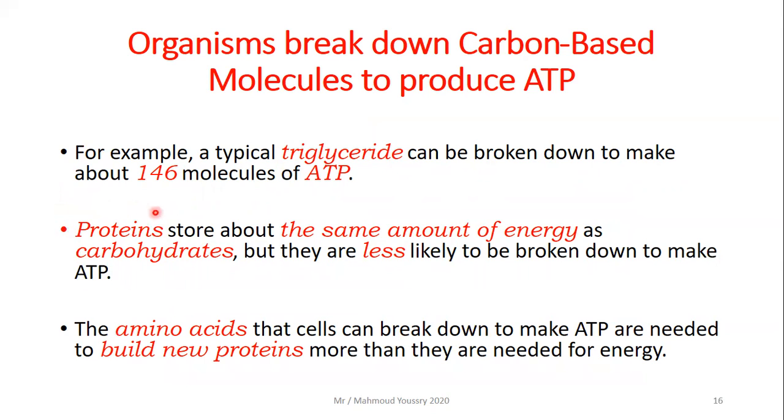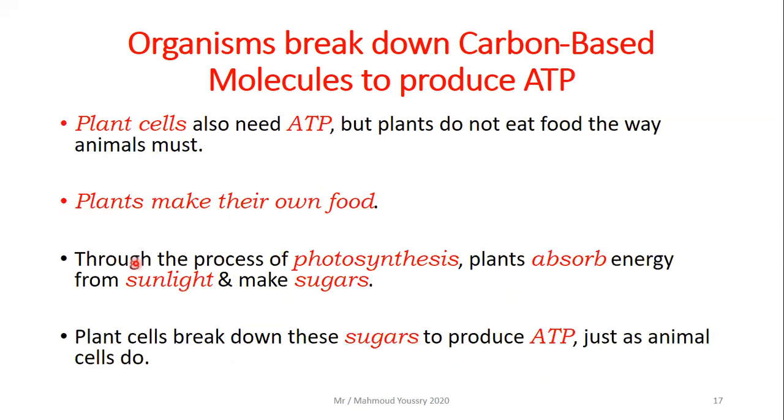Yes, if the cell has the choice to break down carbohydrates or proteins, it will break down carbohydrates. Why? They give the same amount of energy, but the proteins, the amino acids that the cell would break down to make ATP, are needed to build new proteins more than they are needed for energy. So the cells would rather get the energy from breaking down carbohydrates than breaking down proteins.